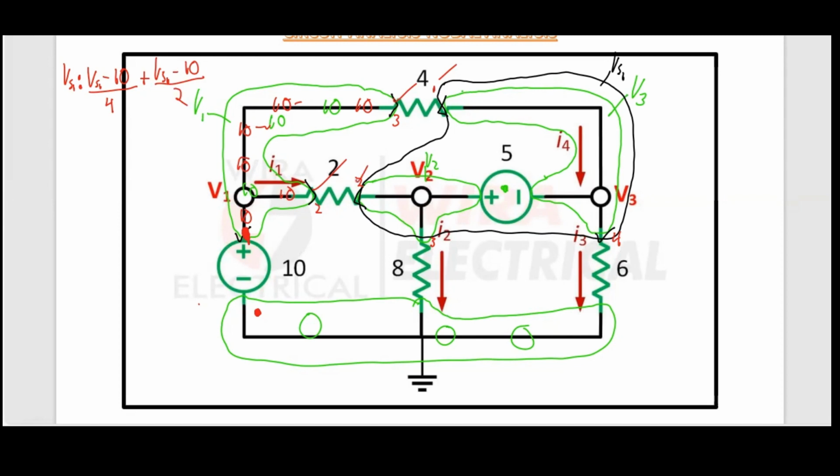So we do this one. Going to 3 now, same thing: where we're coming from, minus where we're going, which is 0, divided by 8, plus. So I do this one just now, 4. We're coming from VS1, minus where we're going, which is 0, divided by 6, which is equal to 0. Yeah, so you have to be careful. Nice, so that's the supernode equation.